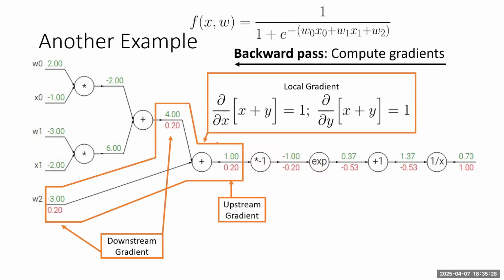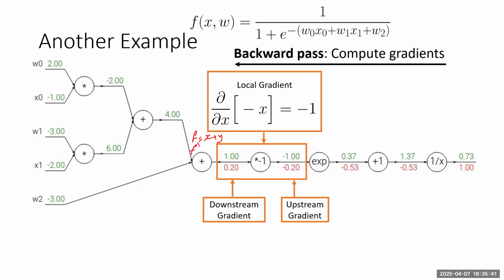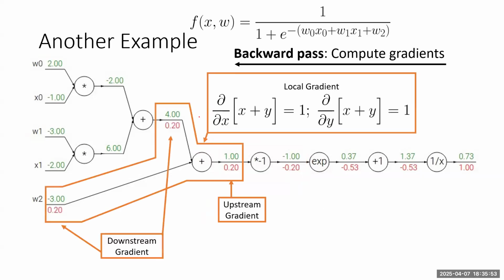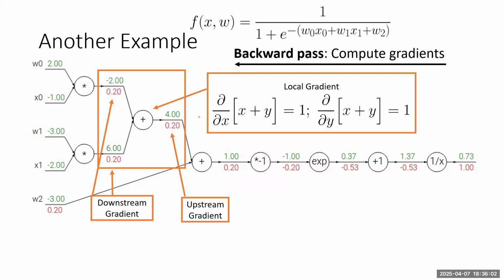So 4 times 0.2 will equal, sorry, did I calculate it? So f dash with respect to x will equal 1. F dash with respect to y will equal 1. So 1 times this 0.2, 1 times this 0.2. Again, another addition unit. This will be 1. So 1 times this 0.2, 1 times this 0.2. Again.